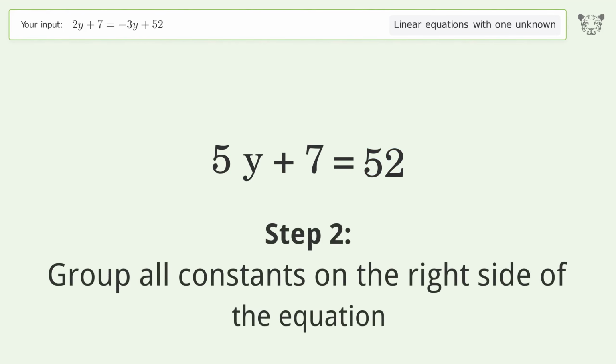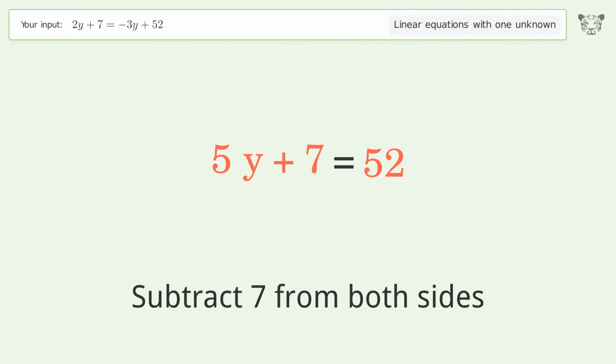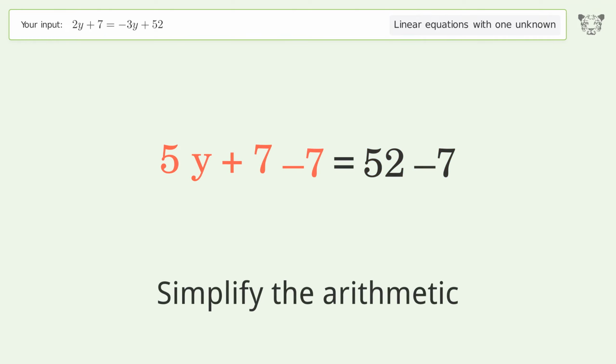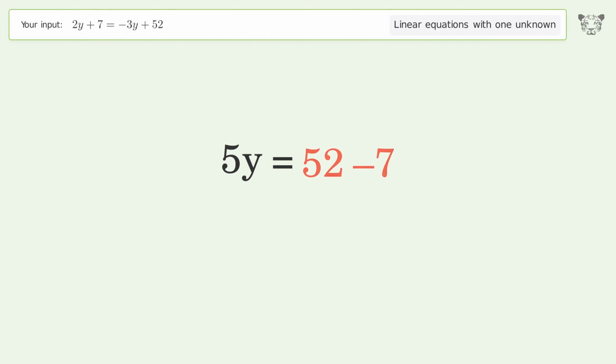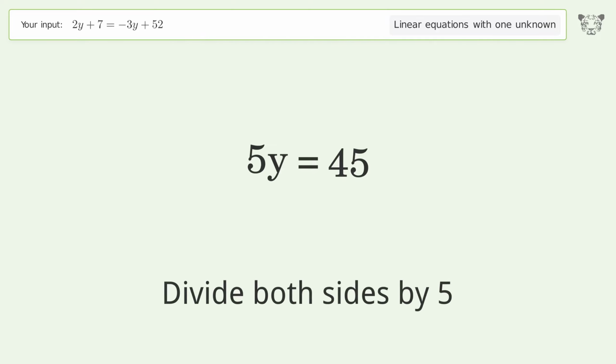Group all constants on the right side of the equation. Subtract 7 from both sides. Simplify the arithmetic. Isolate the y. Divide both sides by 5.